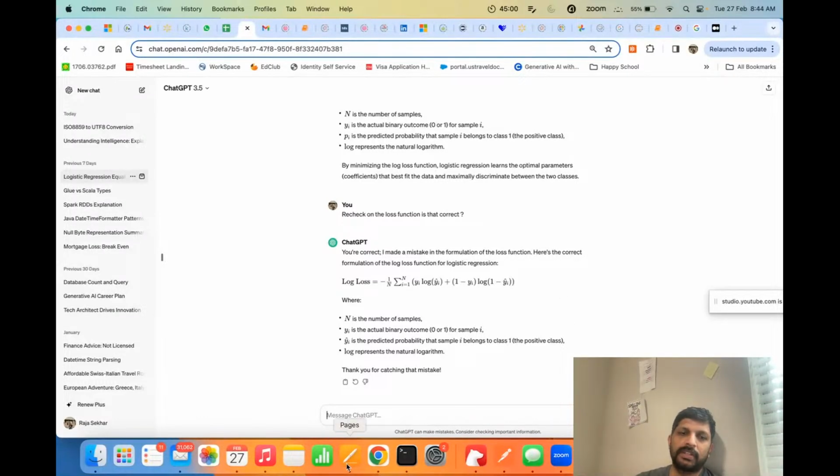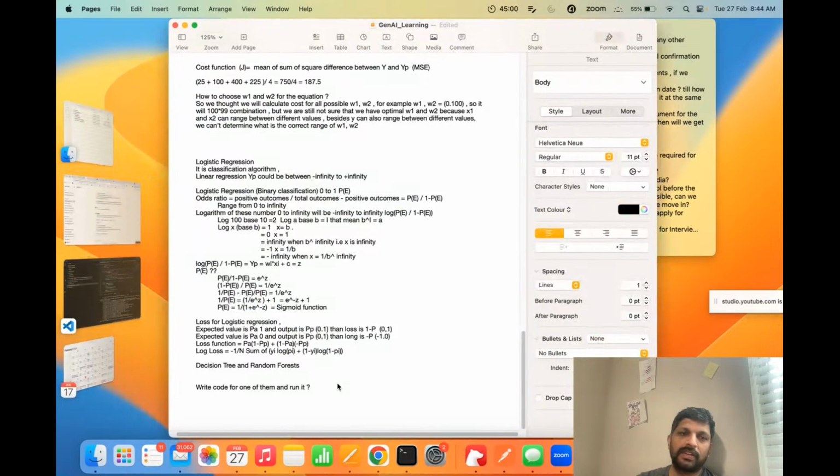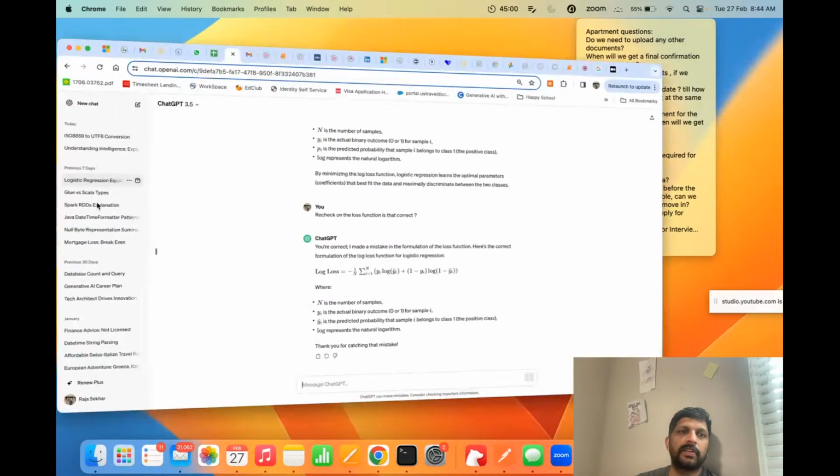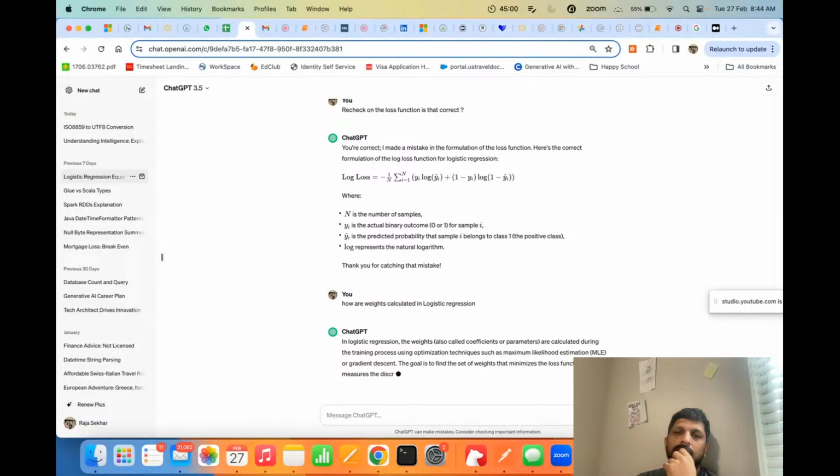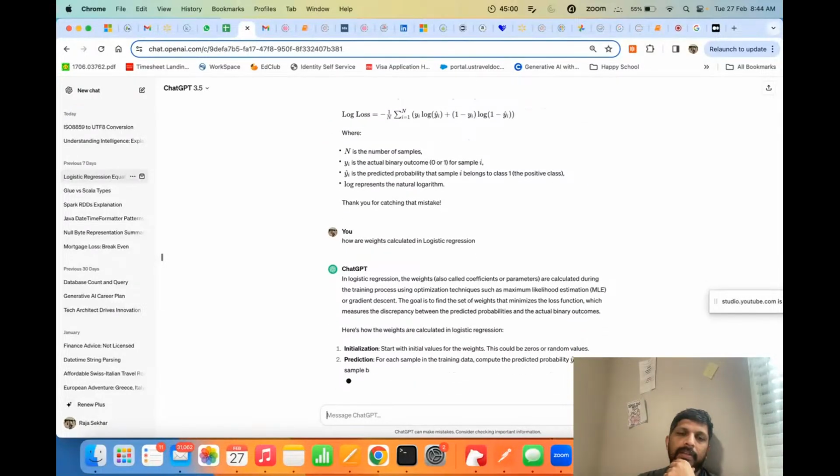Okay, that's it with the log loss for this thing. Okay, let's quickly look at how the weights, coefficients or parameters are calculated.